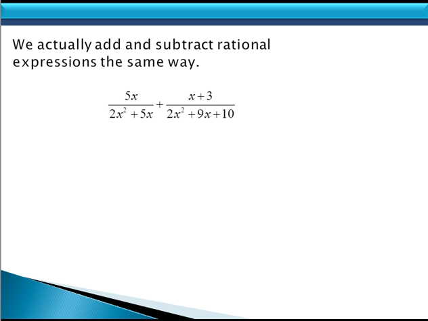So the first thing we want to do, again, is to find the least common denominator. And to do that, we start out by factoring each of the denominators completely. So again, if you want to pause the video for a second and try to factor these yourself, go ahead.